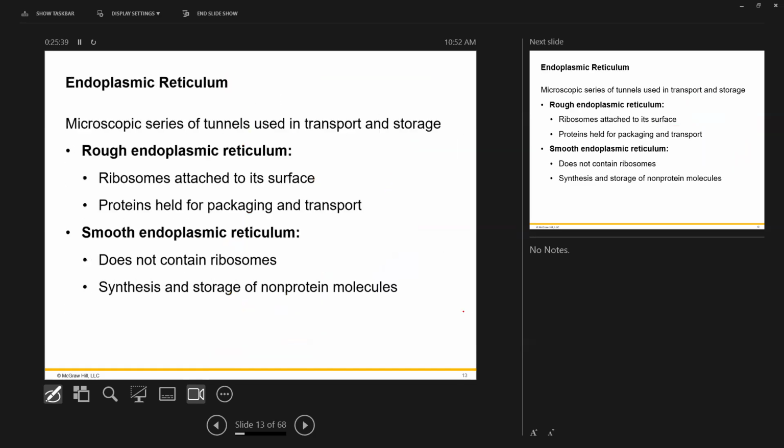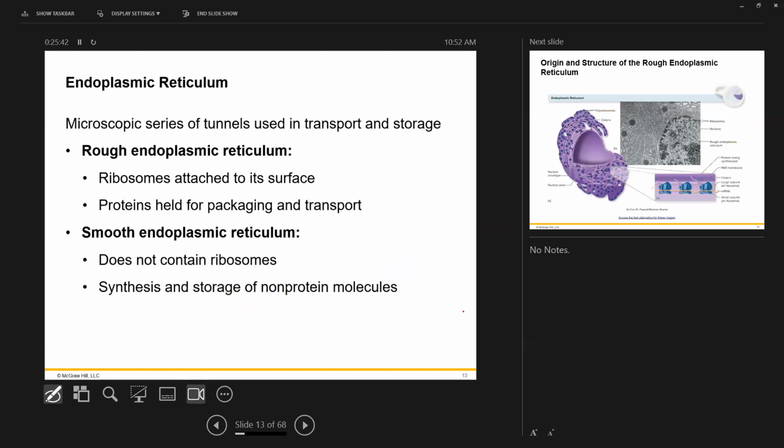All right, but anyway, so we make our messenger and we take it into the endoplasmic reticulum, specifically into the rough endoplasmic reticulum. It is rough because it's studded with those ribosomes, those little machines that are going to read your message and translate it.